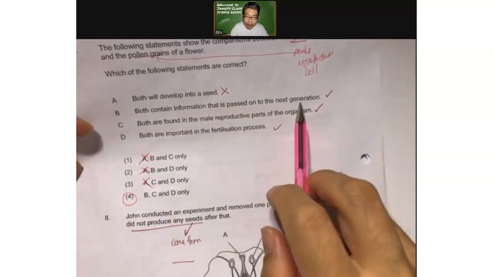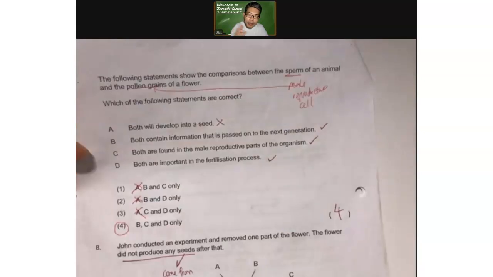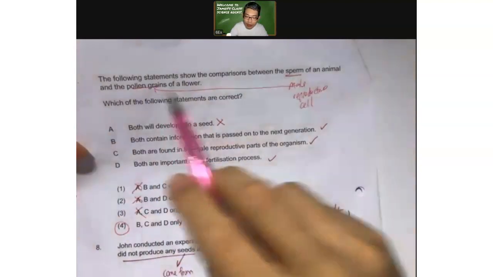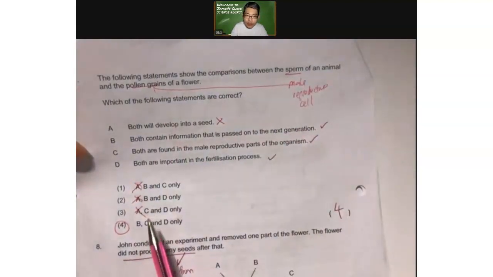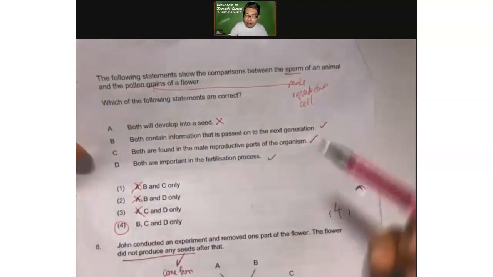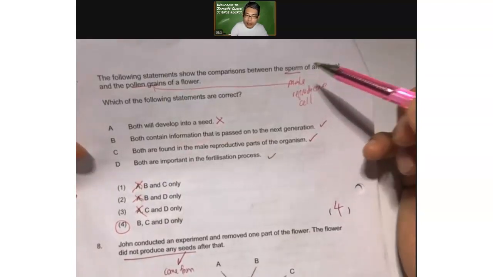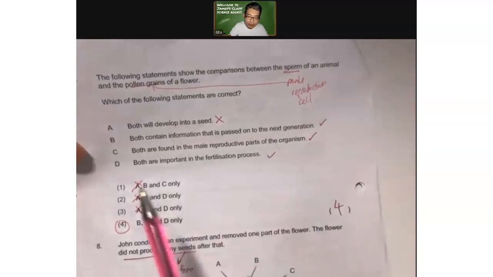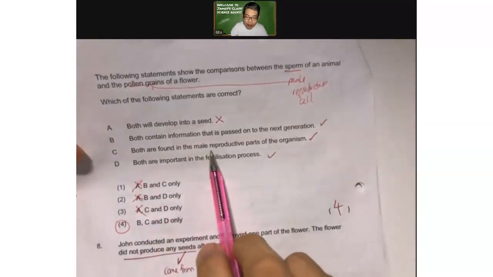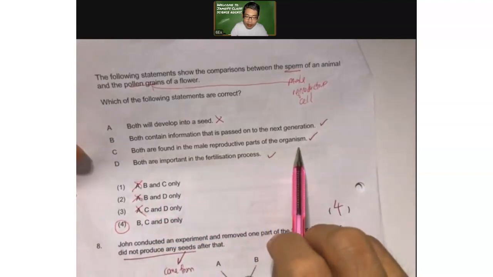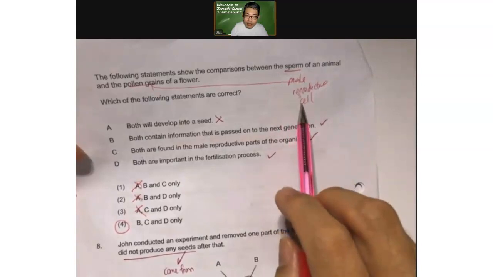generation. Correct. So both the male reproductive cell in the pollen grains and the sperm will pass on characteristics that belong to the male, belong to the particular organism, whether it's a flower or the human. For those in my class who watched the Where Did Willy Go, the sperm will be carrying the characteristics of Mr. Brown, and that is passed on to the child Edna. How about C? Both are found in the male reproductive parts of the organism. Yes, that's true. Male reproductive cells.